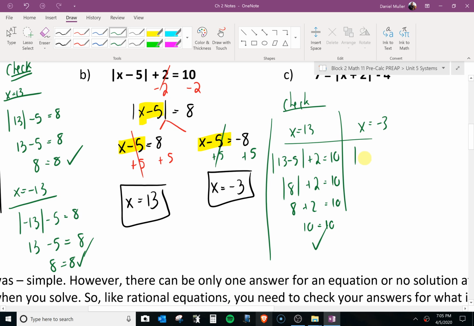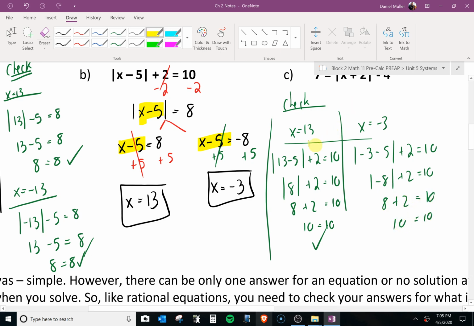Now let's try the negative version, because it's possible that these won't work sometimes. Negative 3 minus 5. So instead of x minus 5, I put negative 3 minus 5, because that's what I have for x, plus 2 is equal to 10. Now negative 3 and negative 5 will get me negative 8 in absolute values, plus 2 equals 10. And negative 8, the absolute value of that is positive 8, plus 2 is equal to 10. And 8 plus 2 is 10.